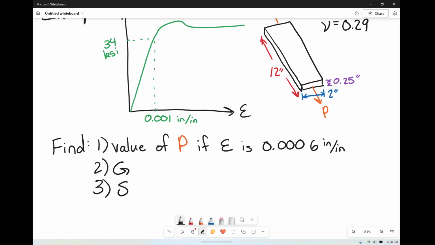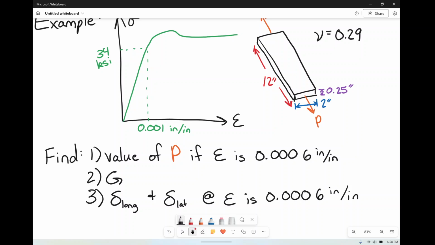We're going to calculate the deformation of the strap in the longitudinal direction. And we want to know the deformation of the strap in the latitudinal directions, plural. There's 2 of those. At the time that strain in the longitudinal direction is 0.0006 inches per inch. So that's what we're going to try and find, all these things.